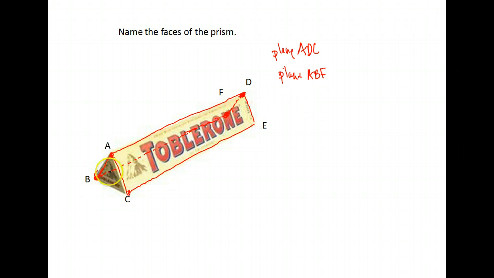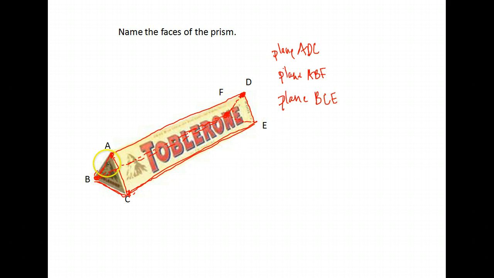We have a bottom section that's completely covered. So notice here's our bottom. It's sitting right on its bottom. The bottom is B, C, E, and F. We can name any of those letters to name our plane. So let's say B, C, and E. They're all in the bottom.